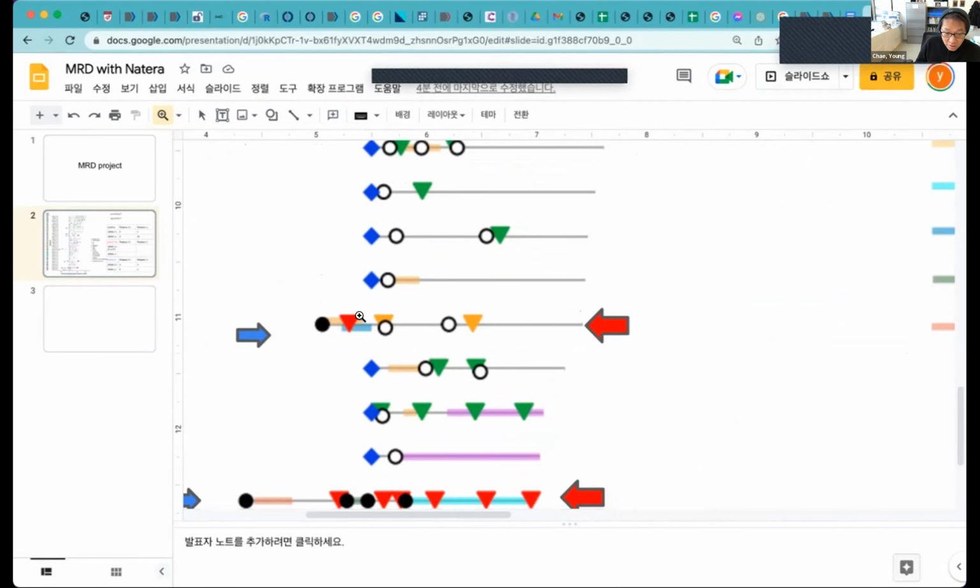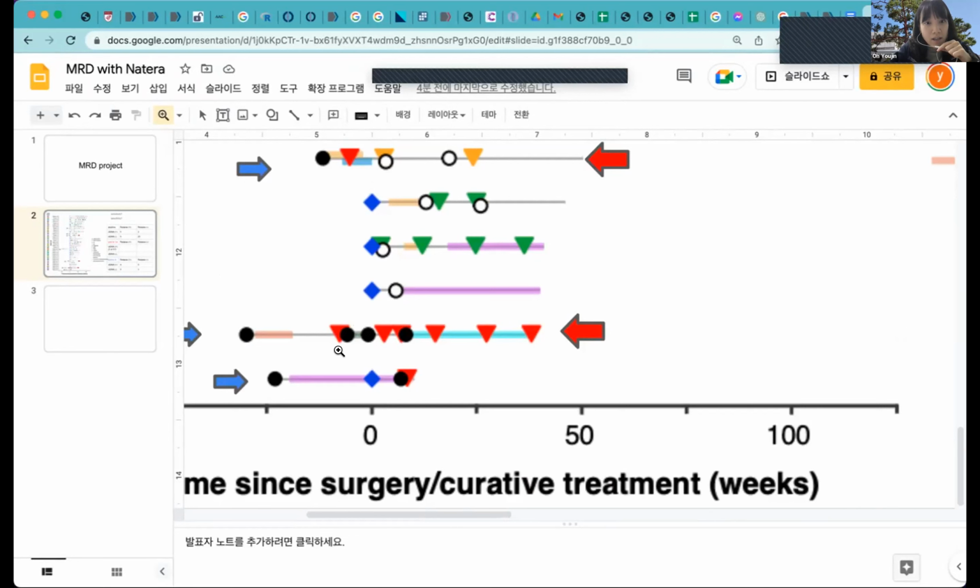So that looks like concurrent. Here you noticed, right? It's a concurrent, that's a curative therapy. So even after curative concurrent chemoradiation, there is DNA, it didn't clear. It wasn't converted. Okay.